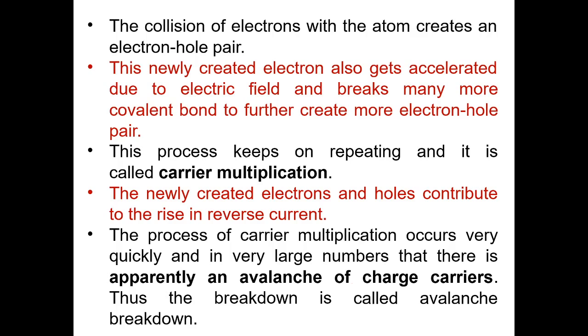So this process is a carrier multiplication process, or a cumulative process, so that we are going to get a higher amount of current.